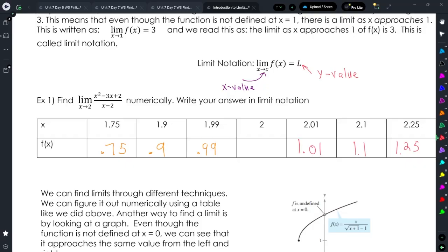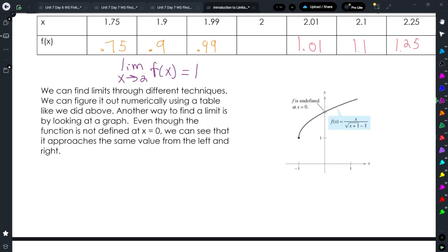So we can see that from the left side, the f of x values are below 1, and they get closer and closer to 1. And from the right side, when the x values are bigger than 2 and we get closer to 2 by getting smaller and smaller, our y values are getting closer and closer to 1 as well. So we would say that the limit as x approaches 2 of f of x is equal to 1. That's how you would write it.